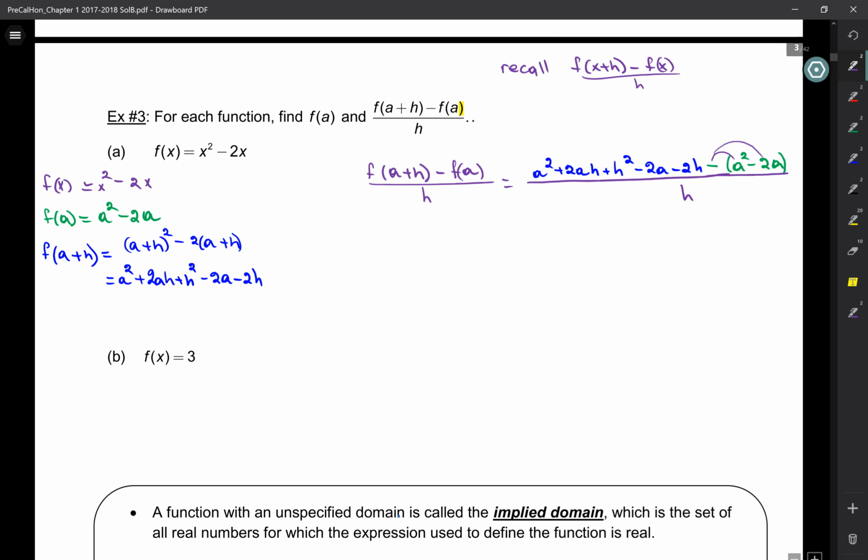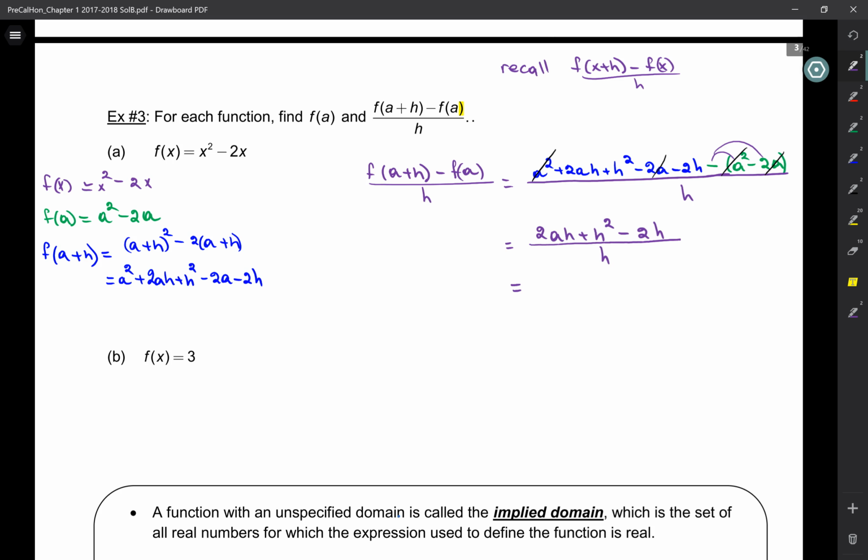Now you have to distribute and simplify. We distribute the negative. What happens to the a squares? The a squares go away. What else can go away? The 2a can go away. But that's a negative, so what do I have left? This is the cool part. It's 2ah plus h squared minus 2h over h. Now what?